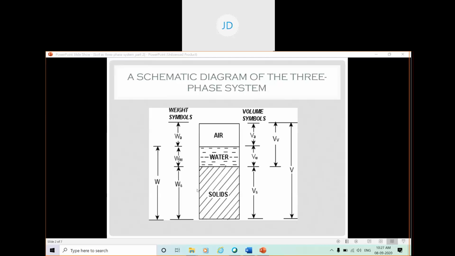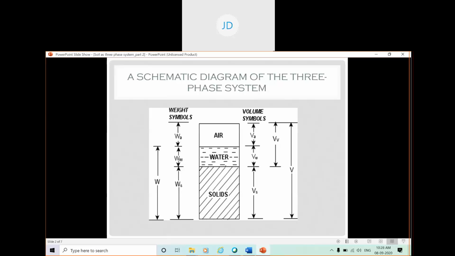That's why the total weight of the soil mass comprises only the weight of solid and the weight of water. It doesn't include the weight of air. But in case of volume, it includes all three components. If the soil is in a three-phase condition, V must be equal to Vs plus Vw plus Va, where Va plus Vw equals Vv, the volume of voids. Now the weight of voids is actually equal to the weight of water. I think it was already discussed in the last class, so let's move on to the next slide.